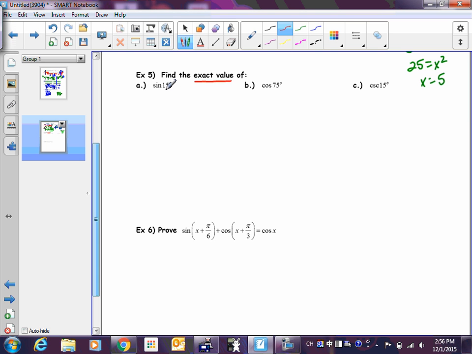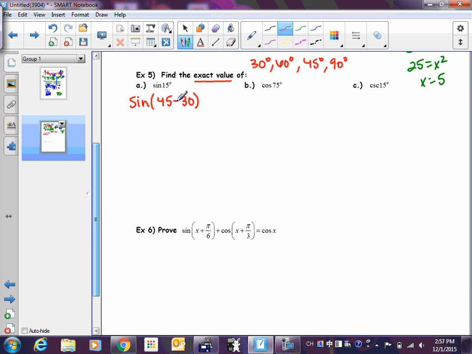We know exact values for 30, 60, 45, 90. These are the exact values we know. But can you make 15 by either adding or subtracting any of these numbers? You have a couple of options here. Can you add or subtract any combination of these numbers to get 15? Yeah. I'm going to do 45 minus 30. We could have also done 60 minus 45.